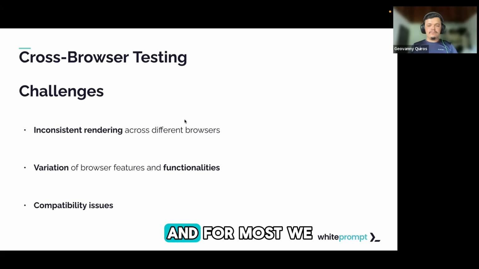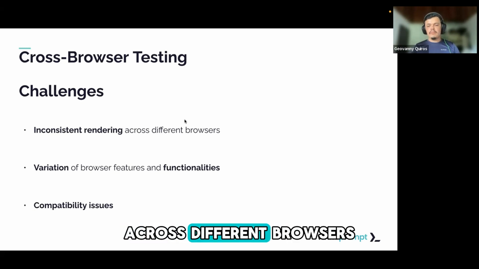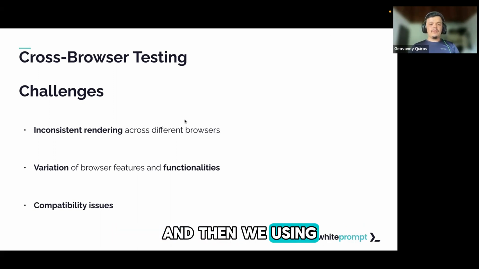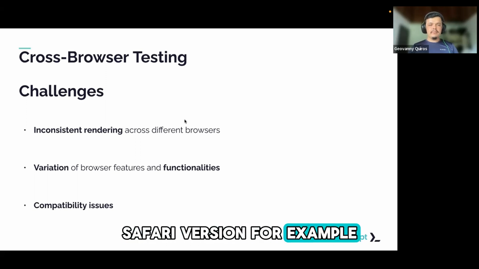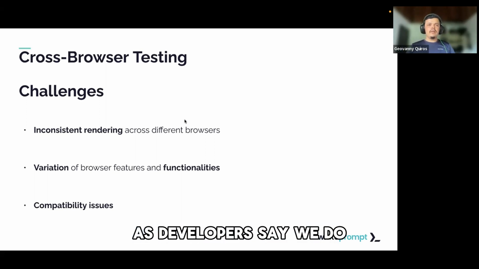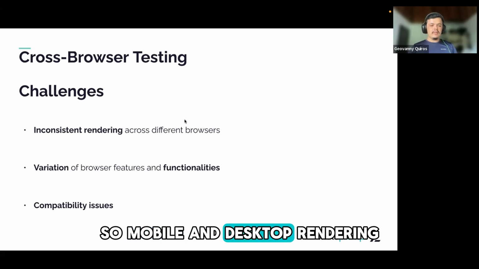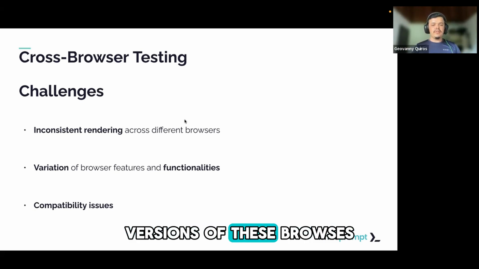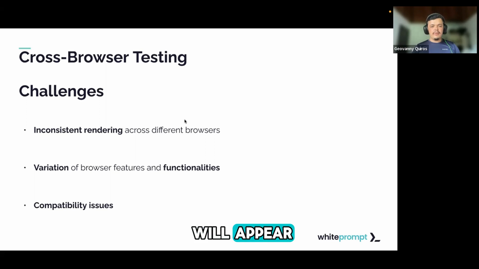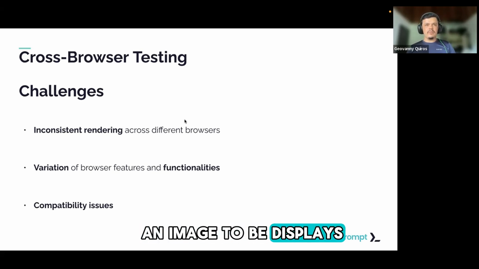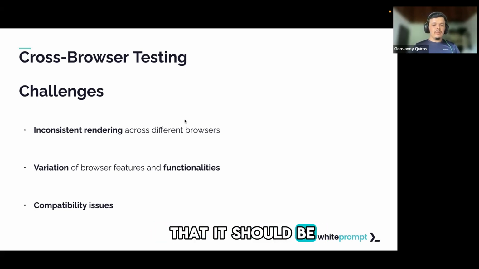First and foremost, we have inconsistent rendering across different browsers. So let's say we create an Angular or Vue application, and then we are using our latest Safari version, for example, or Brave version. We see everything okay on our devices as developers. Say we do some mobile and desktop rendering, but then we maybe don't consider previous versions of these browsers, and then some issues will appear, which is the case. So in some specific cases for Safari, we will not have an image displayed as we thought it should be, but some example like that.